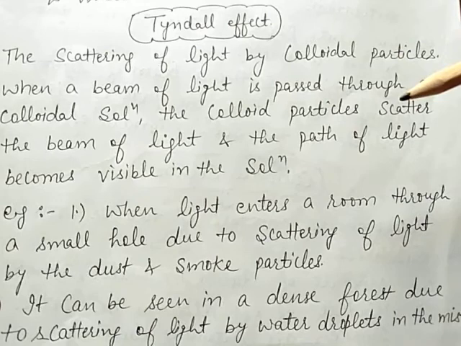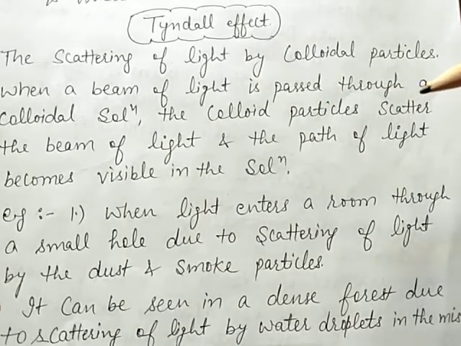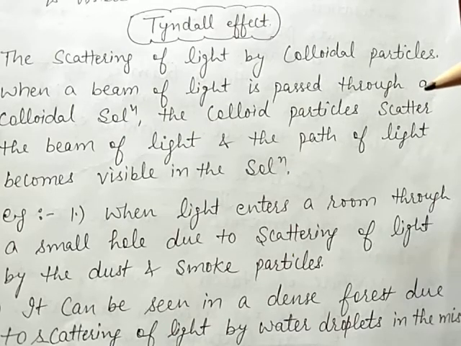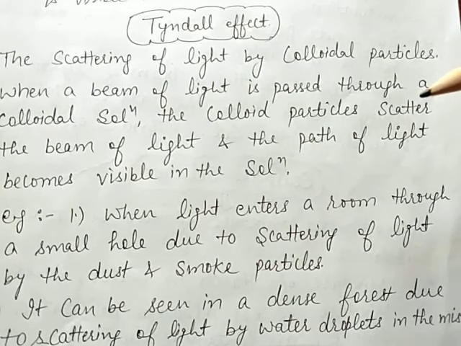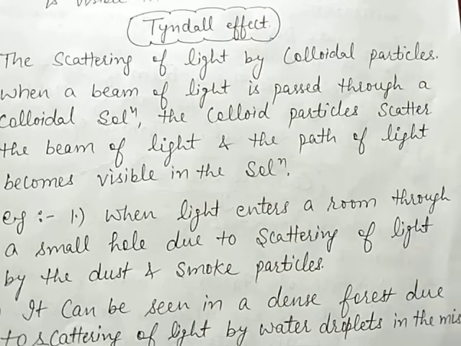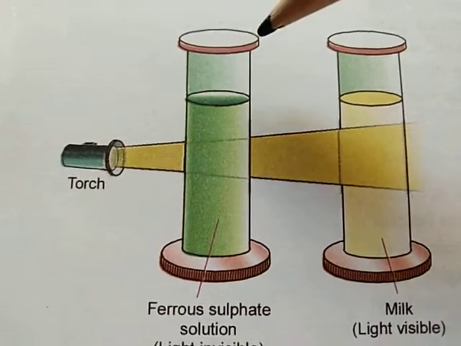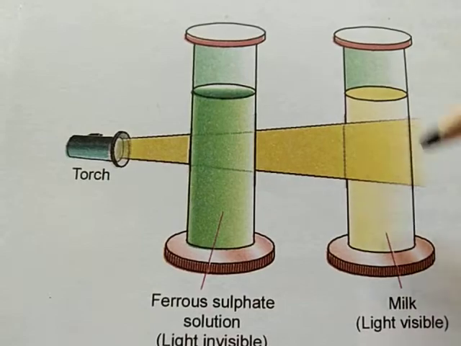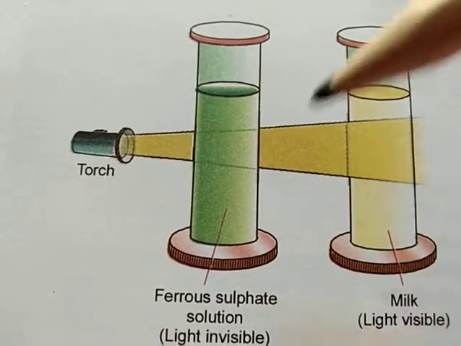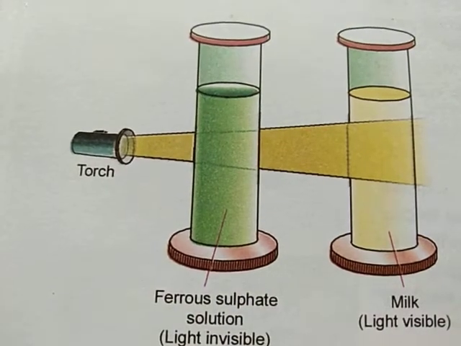Suppose you take two separate jars. Take ferrous sulfate solution, that is light green in color, and a milk solution diluted with water. Focus a torch on this jar. This is jar number 1 filled with the ferrous sulfate solution. This is jar number 2 filled with milk. Ferrous sulfate solution and milk.